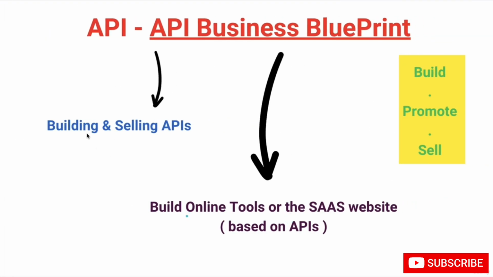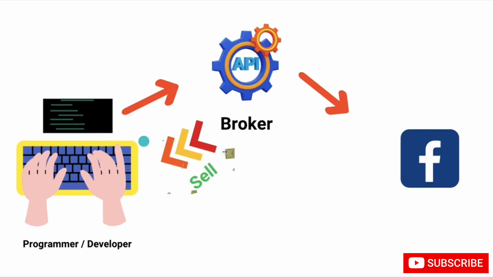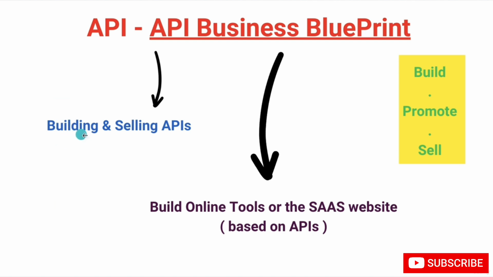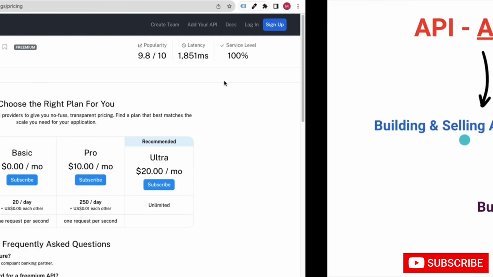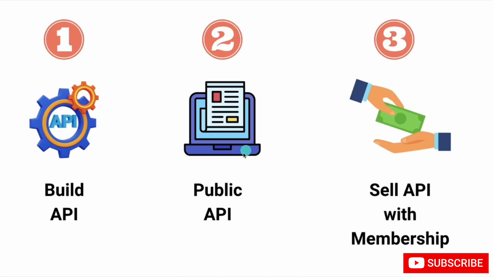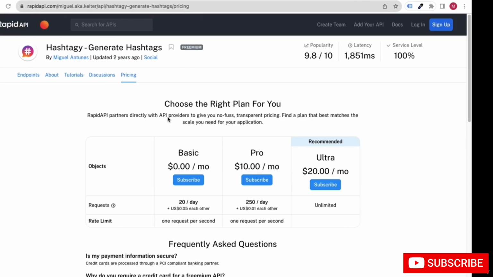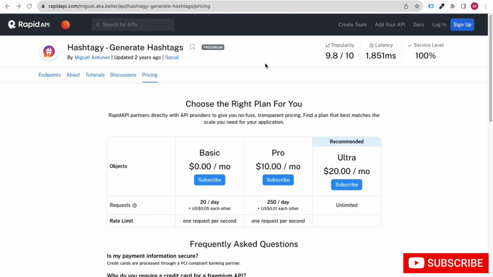We are going to go with the first method. We will teach you how you can build one API, and how you can sell it on a marketplace like Rapid API, and how you can promote it, and how you can sell the API with membership. So everything will be taught to you from scratch, step by step. Just watch the complete lecture from start to end, and do not miss anything, okay?